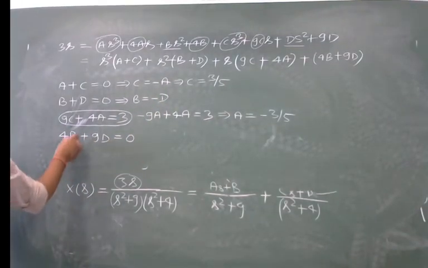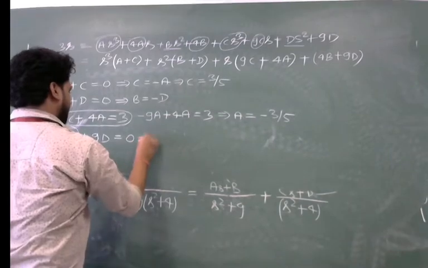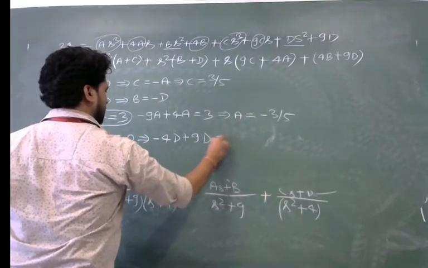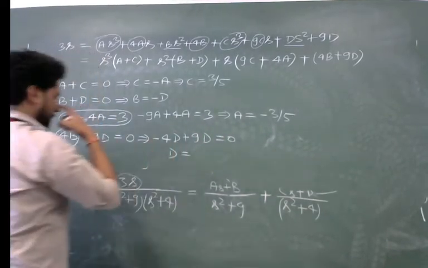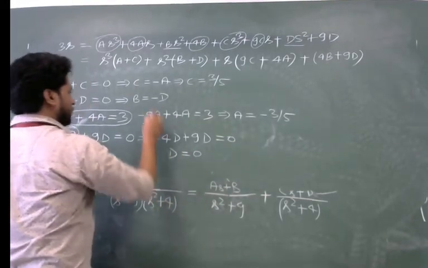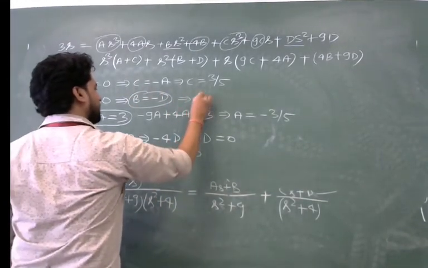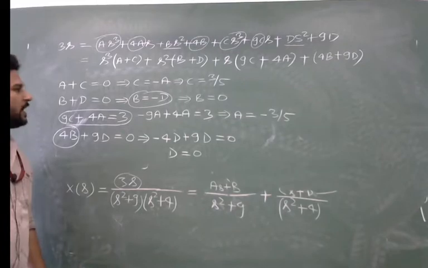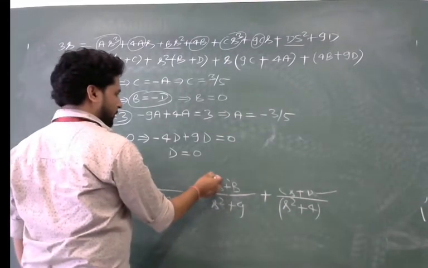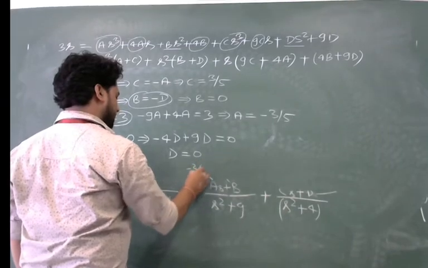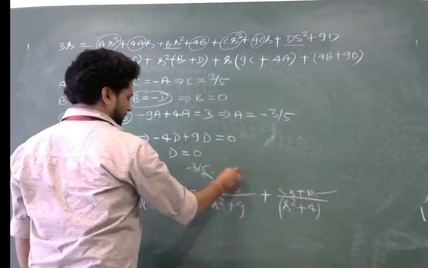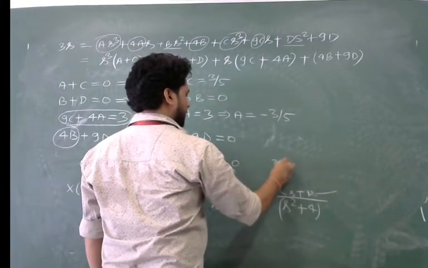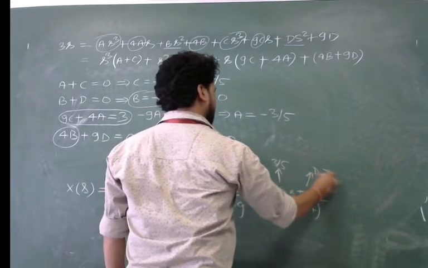So when I put B equal to minus D, this will become minus 4D plus 9D equal to 0. From here D will be equal to 0, and also if D is 0, then B will also become 0. So we got all the values of A, B and C. A is equal to minus 3 by 5, B is equal to 0, C is equal to plus 3 by 5, and D is also 0.